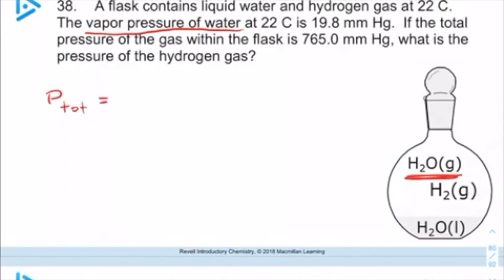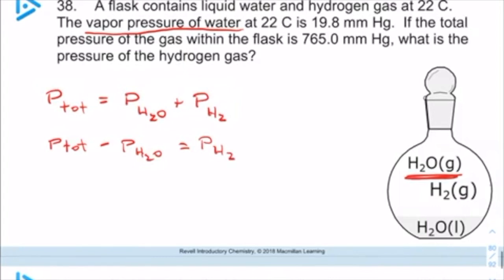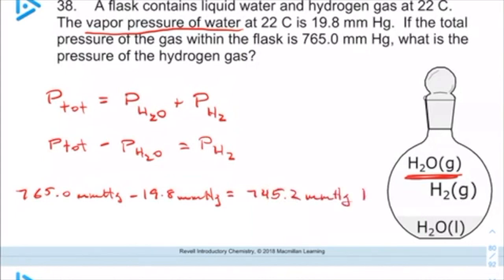So pressure total equals the pressure of both gases: the pressure of the water gas, or the vapor pressure, plus the pressure of the H2 gas. So pressure total minus pressure of H2O equals the pressure of H2. It's a simple subtraction problem. I say 765.0 millimeters of mercury minus 19.8 millimeters of mercury equals 745.2 millimeters of mercury for the H2 gas.